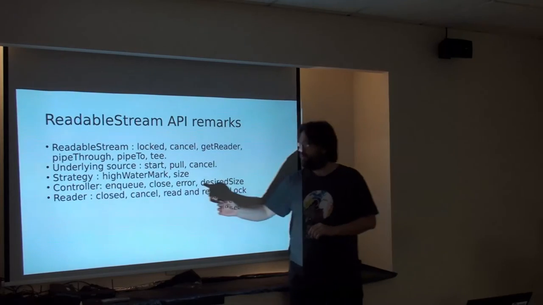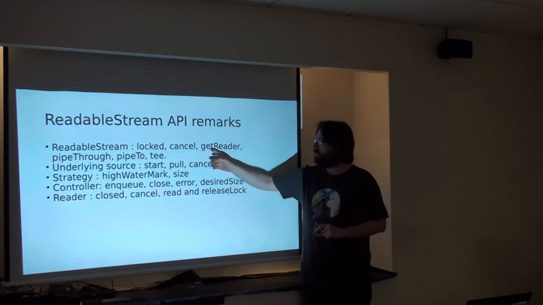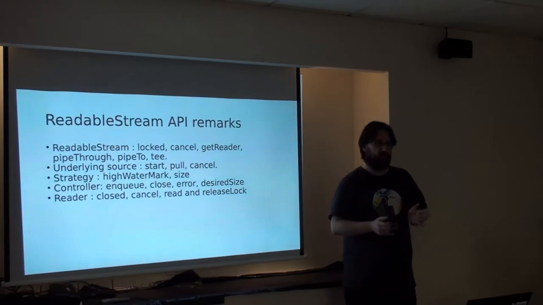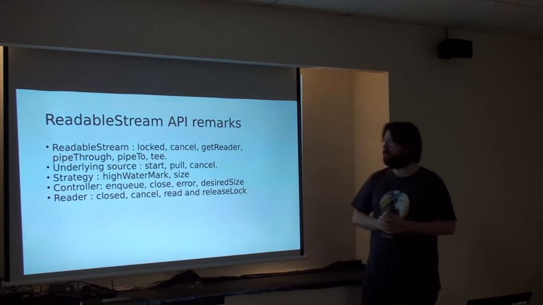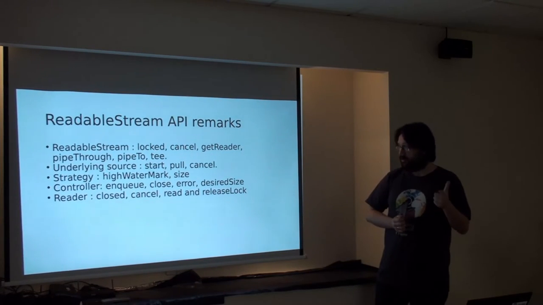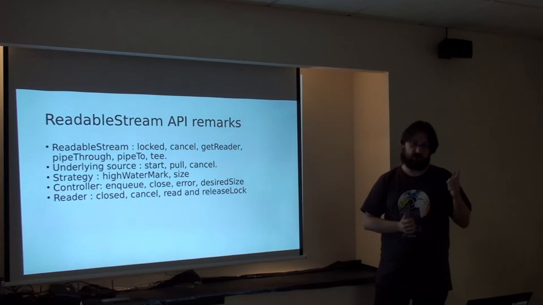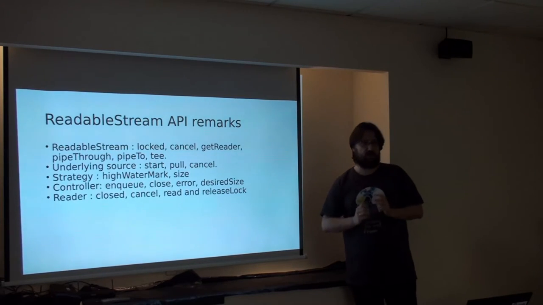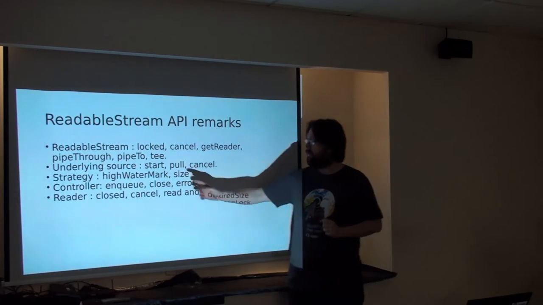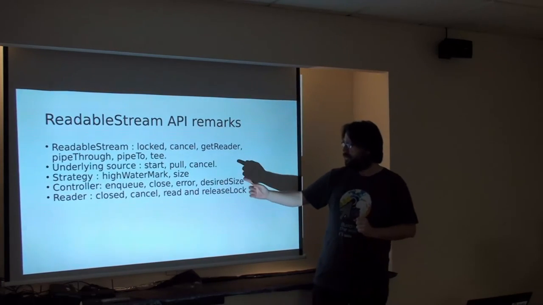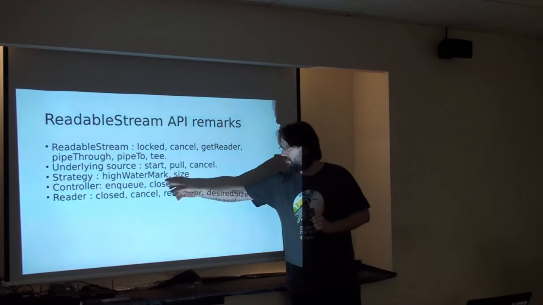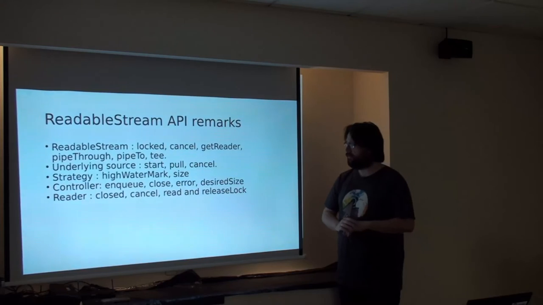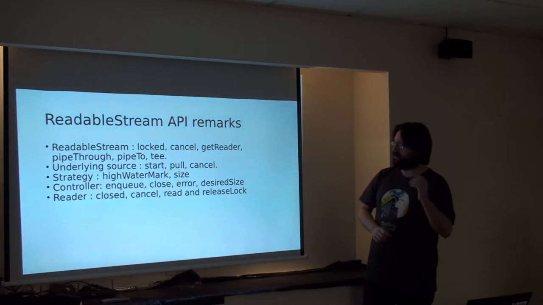And then you have the reader. The reader is returned by this method here of the stream, and it's the one that you can use to read data from the stream. And it has a closed attribute, which of course is a promise, and it's going to be fulfilled when the reader has no more data. So when the source closes the stream through the controller, then you're going to get this promise fulfilled, and it means that there's no more data. You can also cancel the stream.